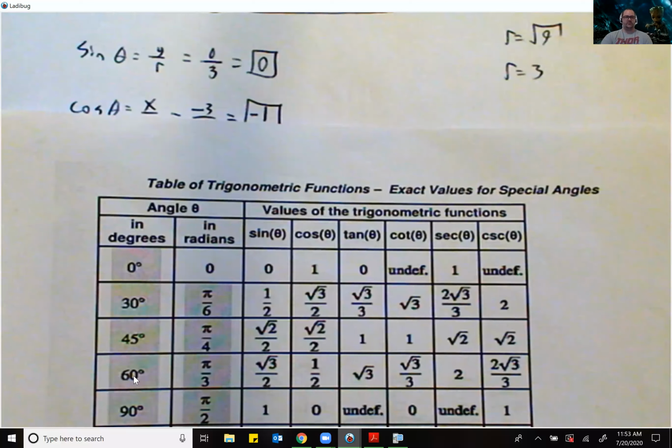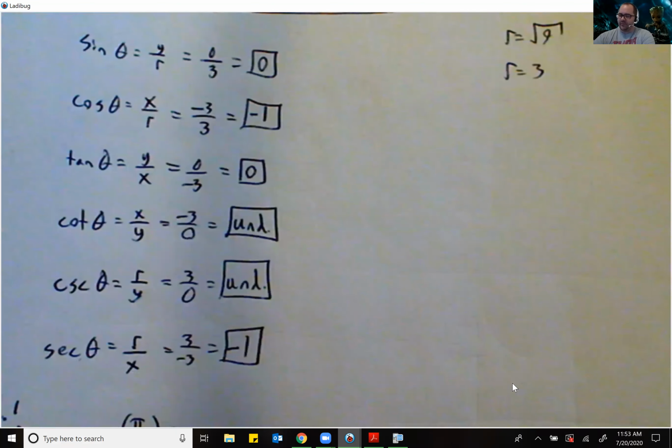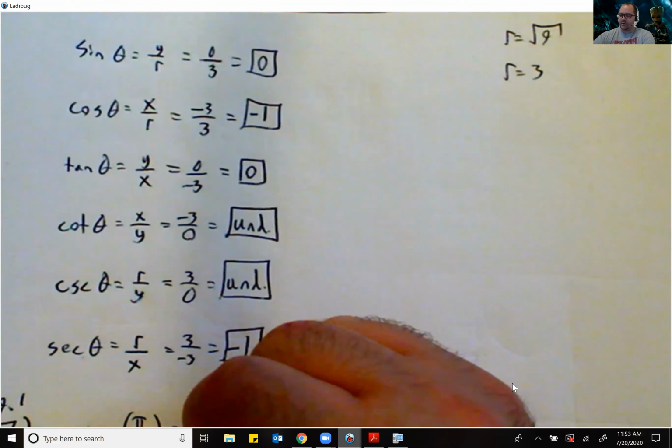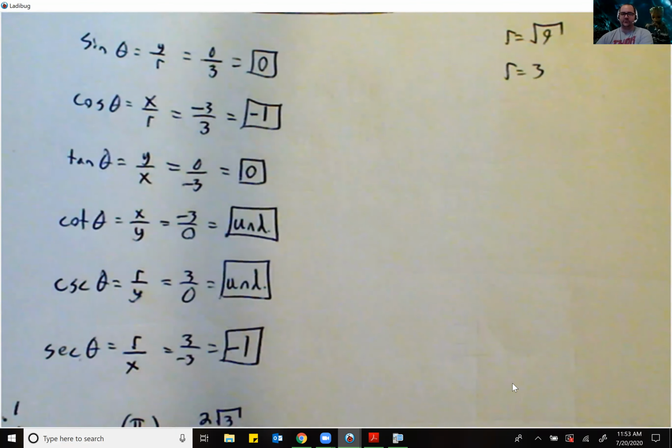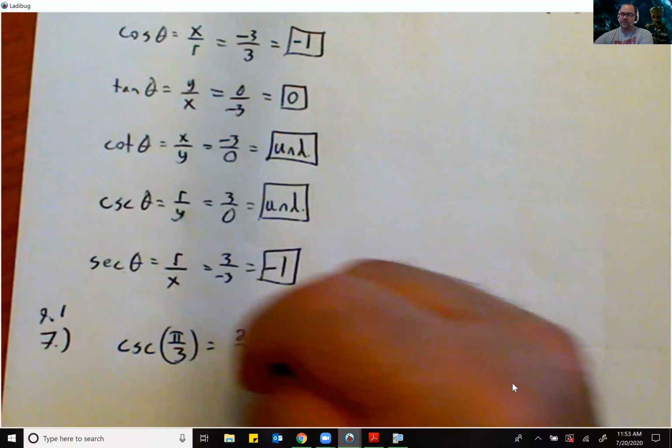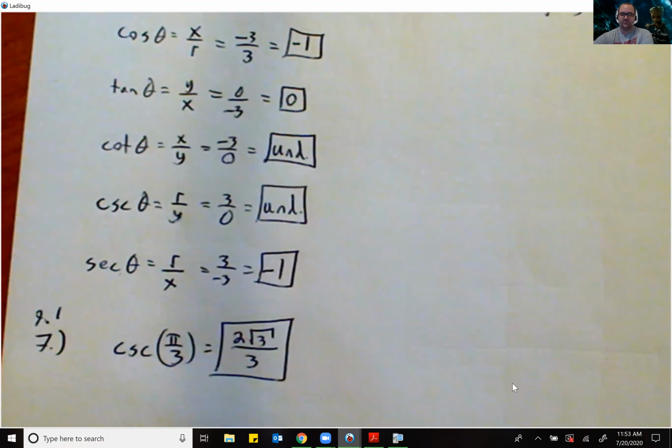So right here, since you have this memorized, you can just look it up. Cosecant pi over 3. Here's cosecant. Here's pi over 3. So 2 square root of 3 over 3. There's your answer: 2 square root of 3 all over 3. Because this is just a quadrant 1 angle, and you should have quadrant 1 memorized. Okay?